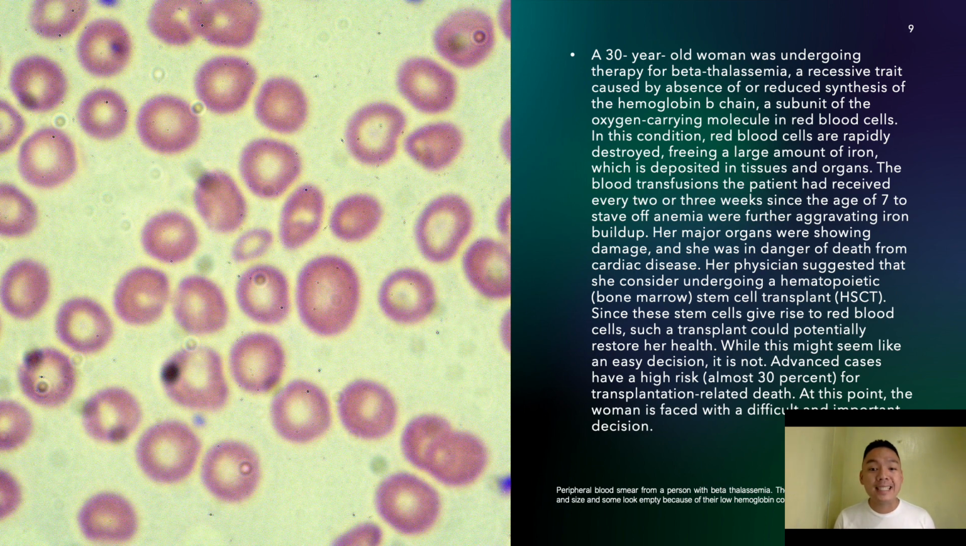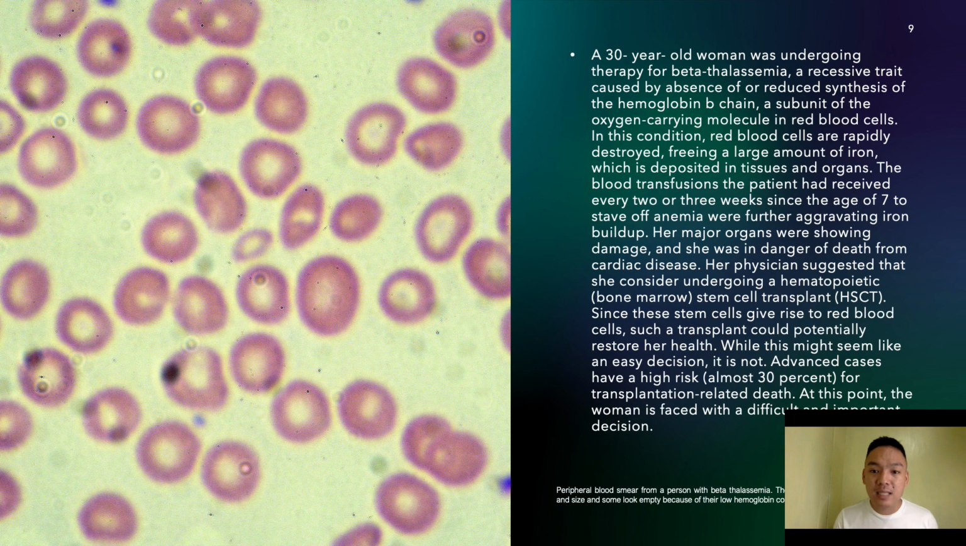Her physician suggested that she consider undergoing a hematopoietic stem cell transplant, or HSCT, since these stem cells give rise to red blood cells. Such a transplant could potentially restore her health. While this might seem like an easy decision, it is not. Advanced cases have a high risk, almost 30%, for transplantation-related death. And at this point, the woman is faced with a difficult and important decision.